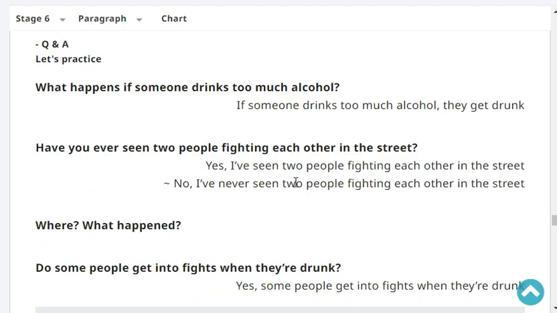Have you ever seen two people fighting each other in the street? Yes or no? No, I've never seen two people fighting each other in the street. Very good. Do some people get into fights when they are drunk?